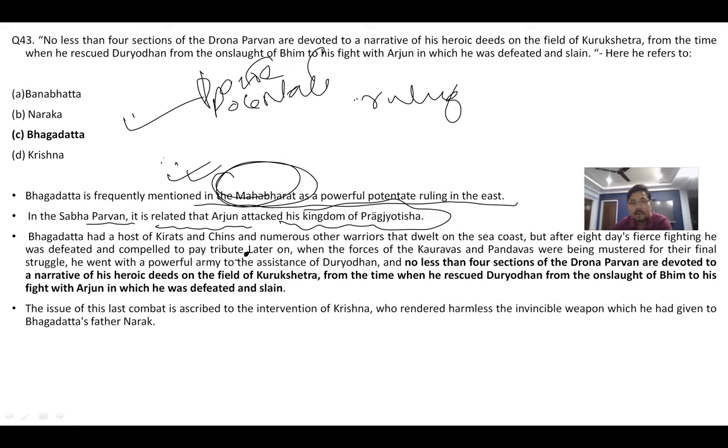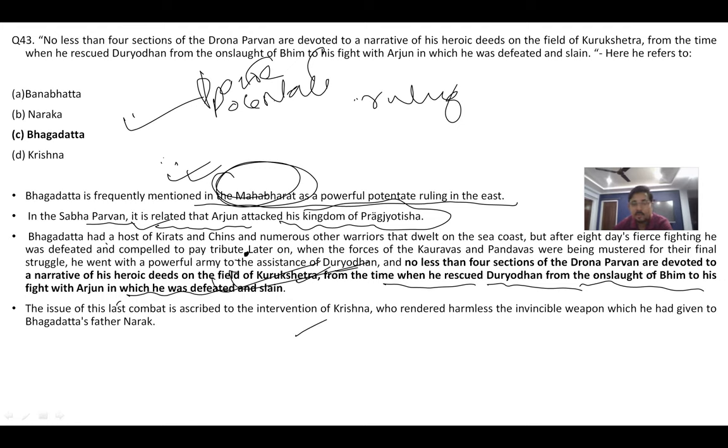Later on, when the forces of the Kauravas and Pandavas were being mustered for their final struggle, he went with a powerful army to assist Duryodhana, and no less than 4 sections of Drona Parva are devoted to the narrative of his heroic deeds on the field of Kurukshetra, from the time when he rescued Duryodhana from the onslaught of Bhima to his fight with Arjuna, in which he was defeated and slain.